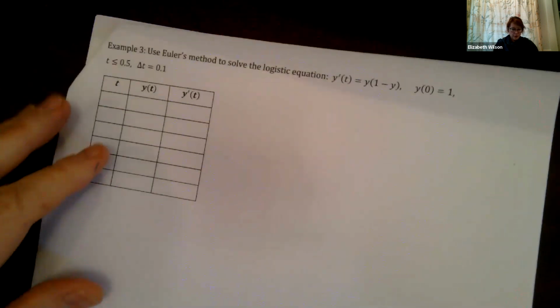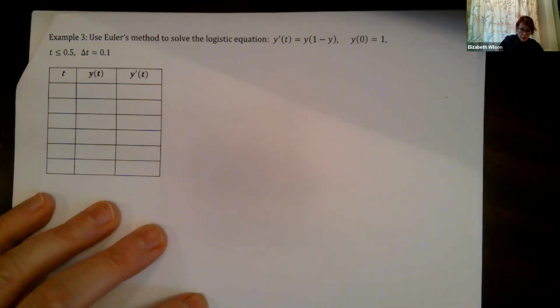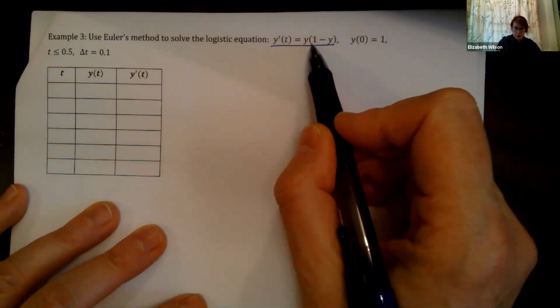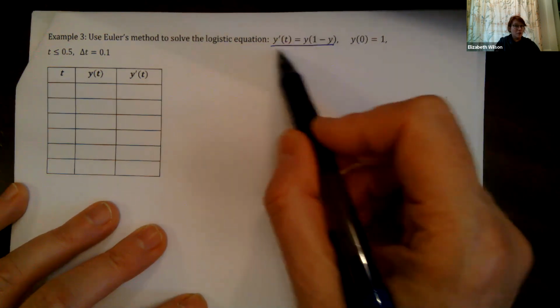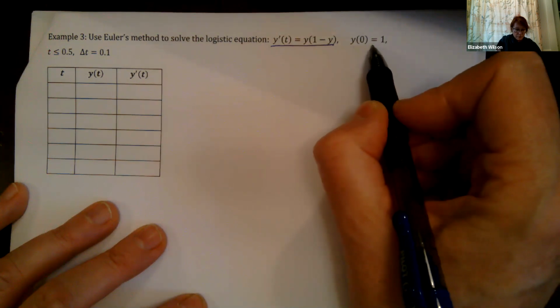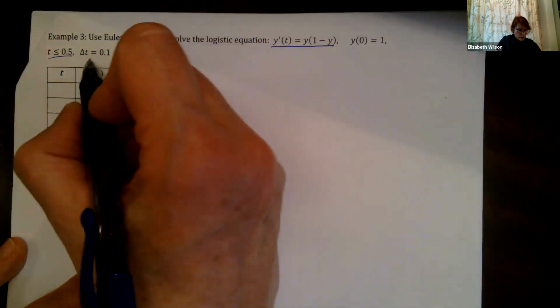So example 3 says, use Euler's method to solve the logistic function. We're given our derivative, y prime equals y times (1 minus y). We can recognize this, we were told that's a form of logistic. We have an initial condition. We want to keep t under 0.5, and we want our delta t to be 0.1.